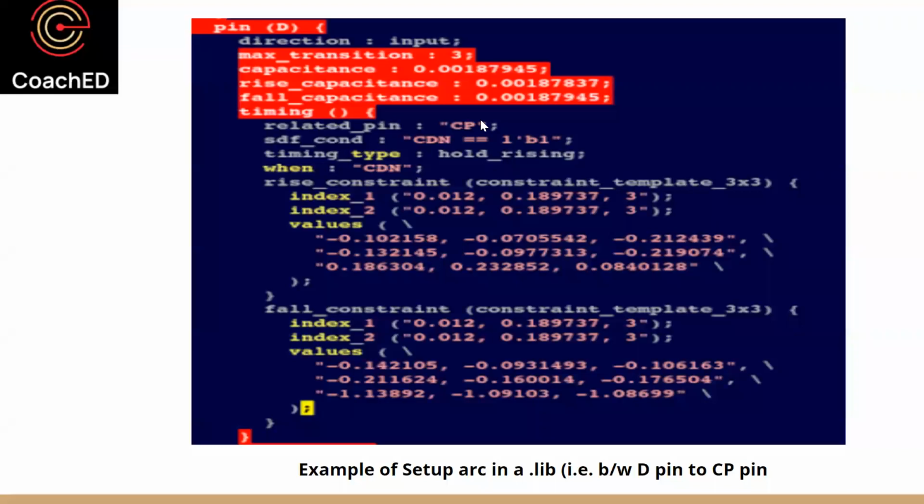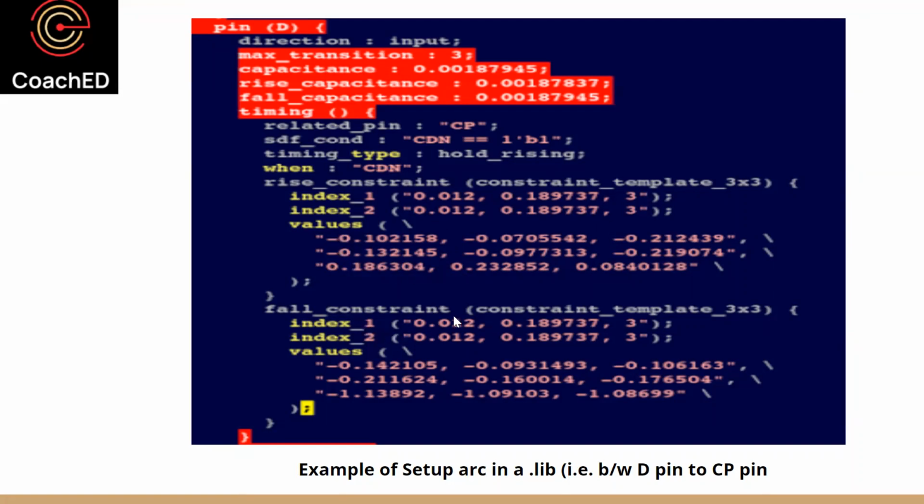Hold rising. So index 1, index 2, as we saw earlier, in this case will represent the transition on the clock and the data. And then for these combinations of data transition and clock transition, there are multiple different hold time values. And these values are negative, which means the hold time is actually pretty good, which means data can be released well before the clock. It doesn't need to be held after the clock. If it was after the clock, this value would have been positive. That means this flop has a good hold time.